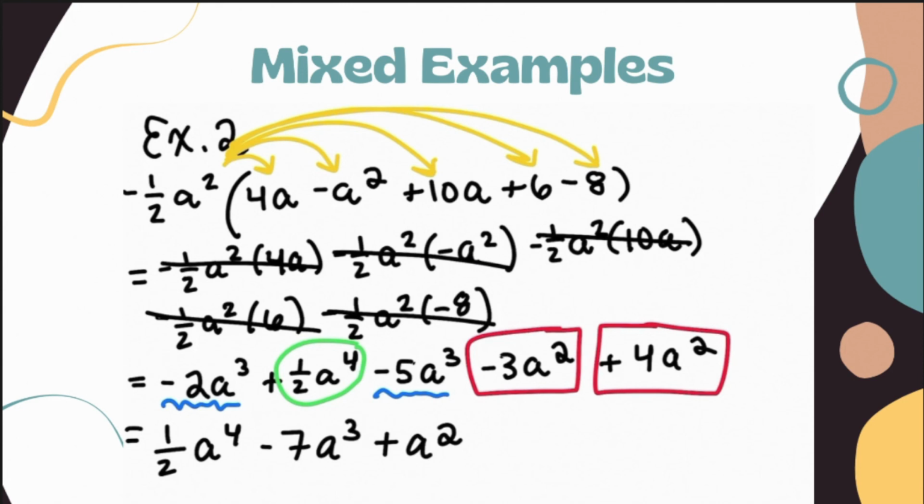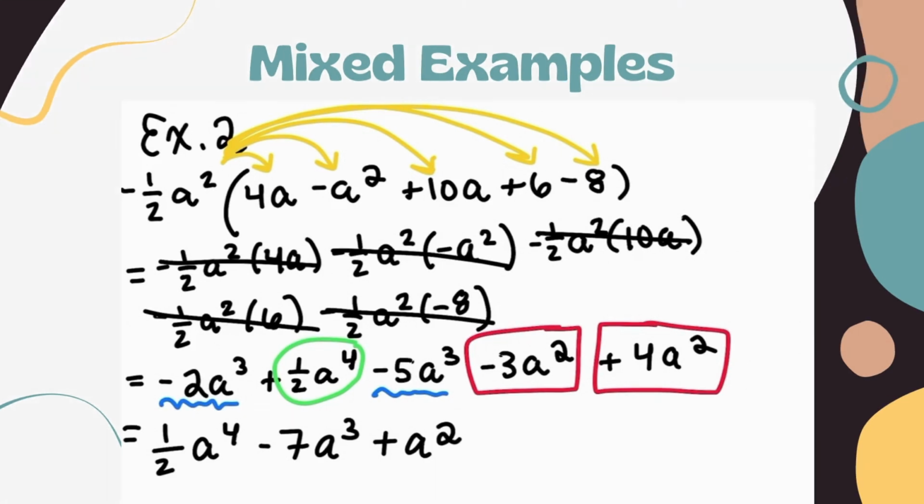So negative 1/2 a squared times the quantity of 4a minus a squared plus 10a plus 6 minus 8 simplifies to 1/2 times a to the 4th power minus 7a cubed plus a squared, which looks a whole lot better than what we started with.